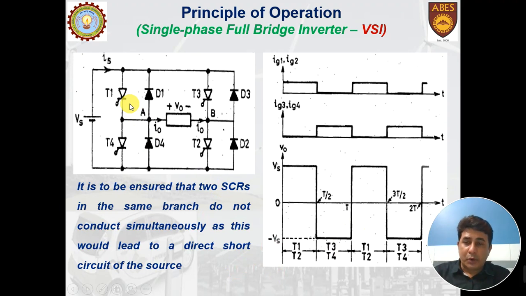Now, one important point: you are triggering T1 and T2 simultaneously. Then you first commutate T1 and T2 and then you trigger T3 and T4. If by chance the two devices from the same leg operate at the same time, it will create a short circuit, which is to be avoided in every case. So this is a precaution that one should take.